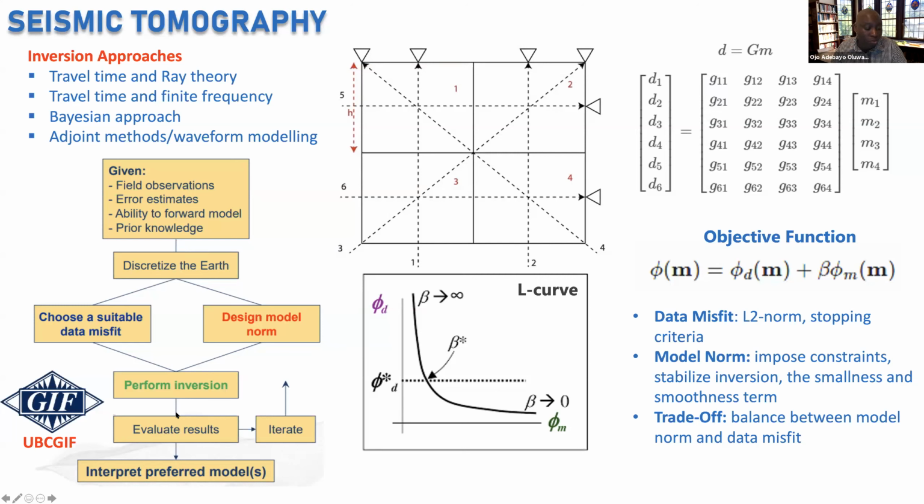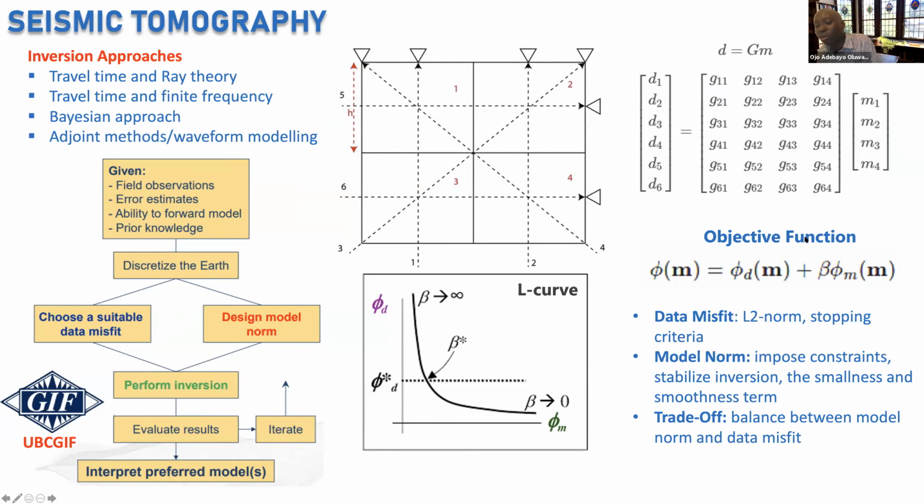And then you perform the inversion, you evaluate the result. If it's not good, then you go back to changing probably your discretization, your misfit, your model norm. And then you continue that process of iteration until you have a preferred model. And this is one approach.